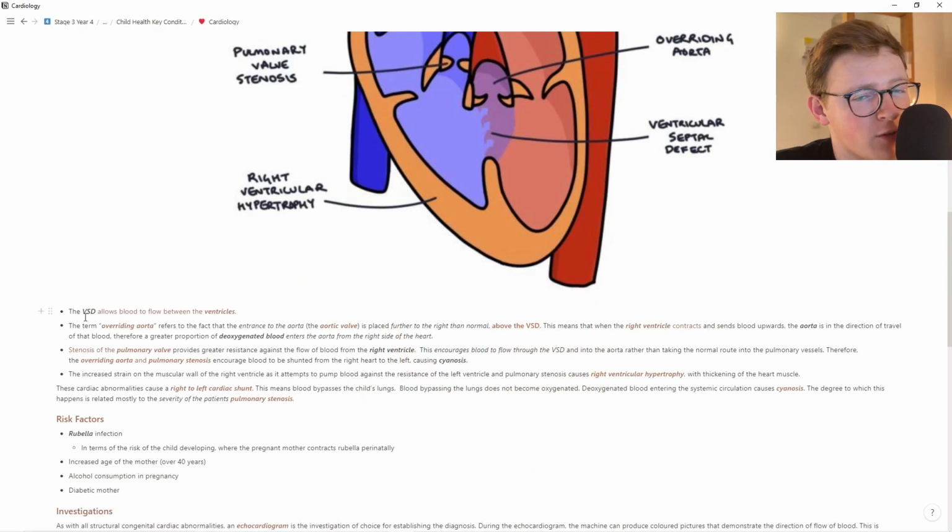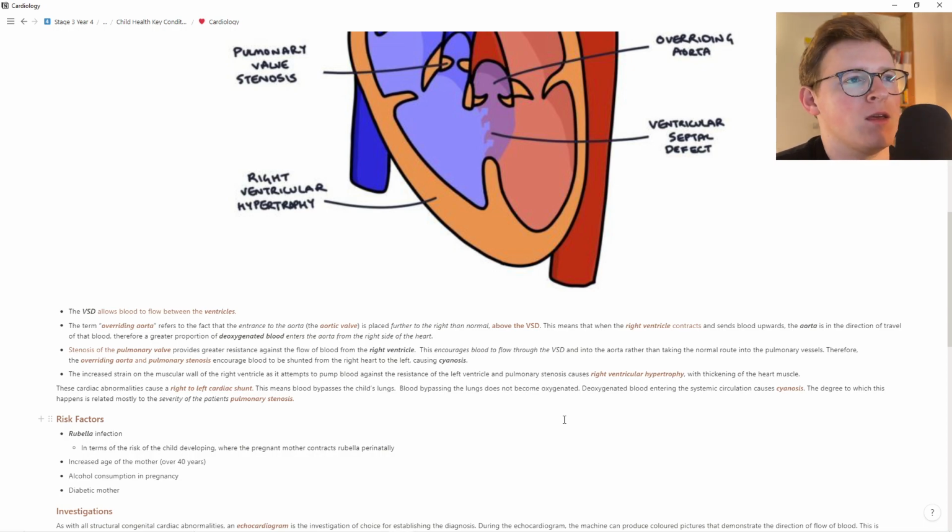So ventricular septal defect allows blood to flow between the ventricles. The term overriding aorta refers to the fact that the entrance to the aorta, the aortic valve, that's this bit here, is placed further to the right than normal, above the ventricular septal defect. This means deoxygenated blood enters the aorta from the right side of the heart.